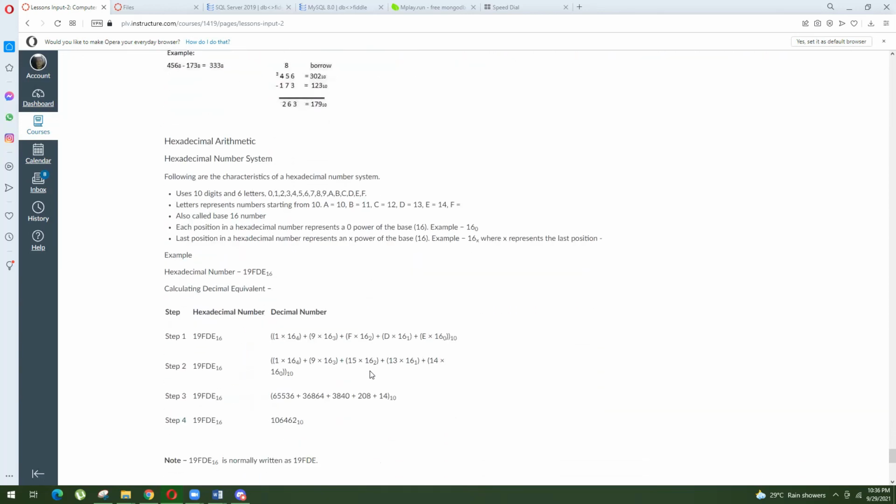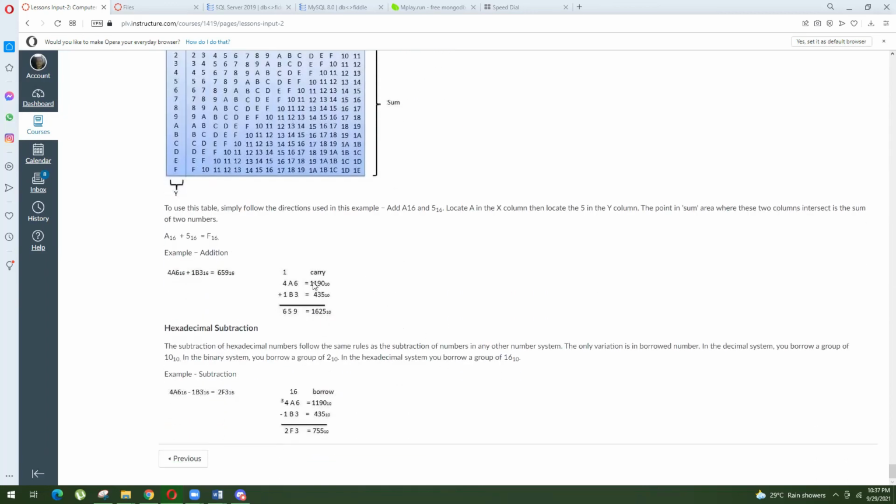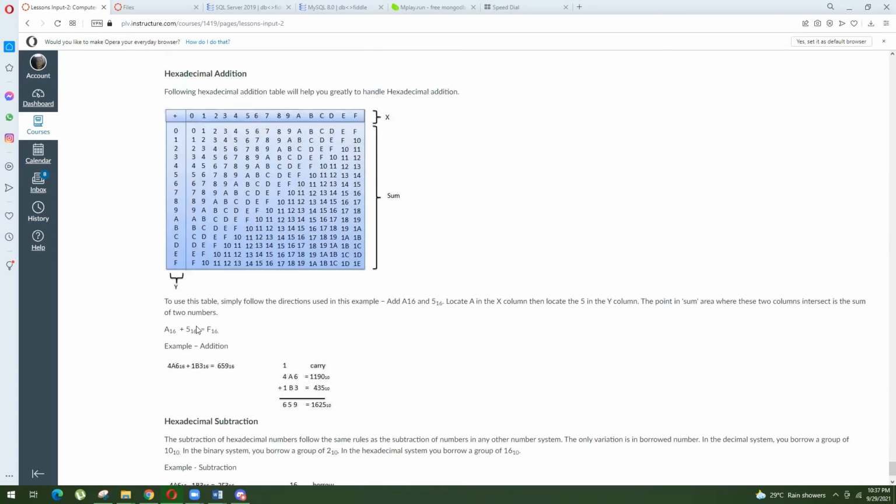Okay. For hexadecimal arithmetic, it follows the same concepts. However, take note that we are also dealing with letters A, B, C, D, E, F, which translate into the values of 10 to 15: 10, 11, 12, 13, 14, 15. In this example, we have A plus 5, which is 10 plus 5 is 15, which is F.